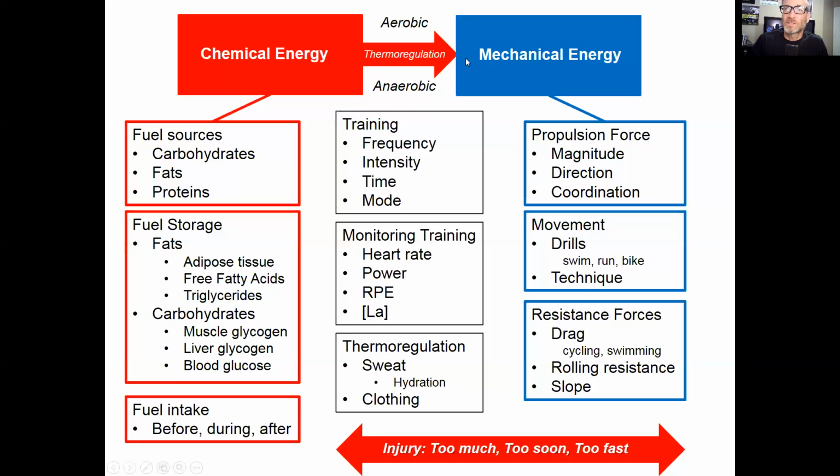This middle column represents how to train this system to better transform chemical energy to mechanical energy. Maybe do that faster aerobically by using oxygen, or anaerobically, not using oxygen. The rate, how fast we transform energy from the chemical state to the mechanical state, that's power. So when we're talking about power, that really represents how fast we transform energy from one form to another.